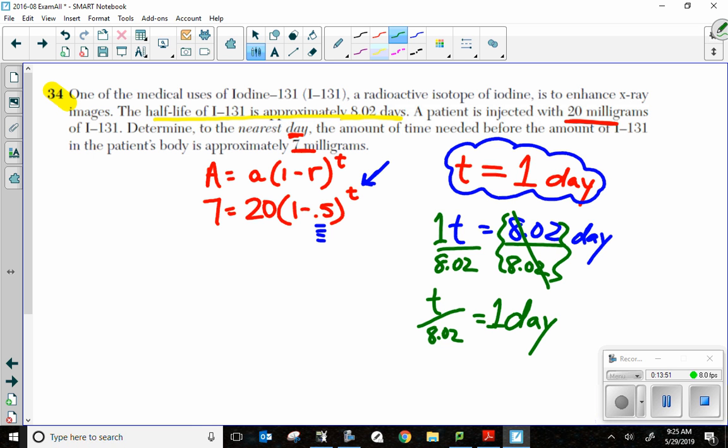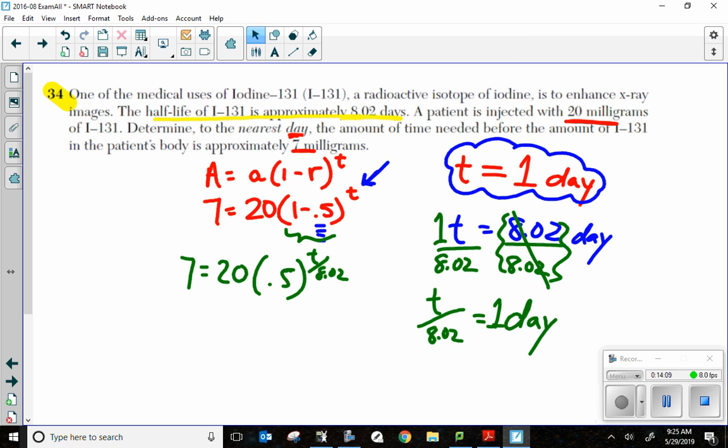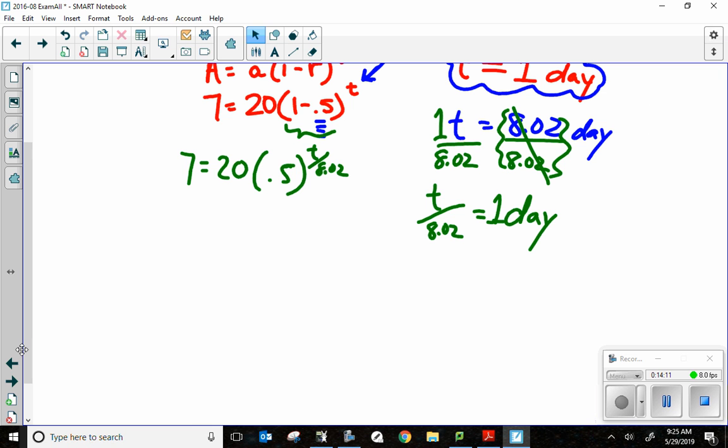So if I want to rewrite this, I say 7 equals 20 times, I'm just going to do this math, that's 0.5, and that's t over 8.02. That's what I'm going to solve. I have a variable in the exponent, so I'm going to have to use log or natural log to bring that down. So let's go ahead and do that right now, okay? Let's just solve for this. First thing I'm going to do, before I can bring the exponent down, I need to get my base and my exponent alone. So I'm going to divide both sides by 20. I want to get rid of that 20.